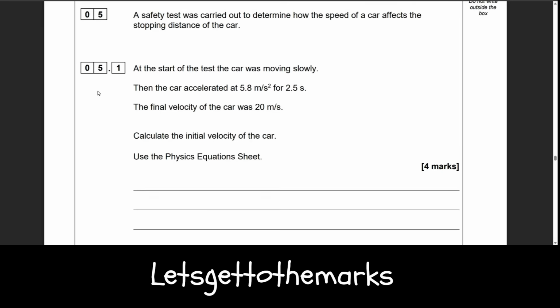Okay. Right. Question five. A safety test was carried out to determine how the speed of a car affects the stopping distance. At the start of the test, the car was moving slowly. The car accelerated at 5.8 meters a second squared for 2.5 seconds. The final velocity of the car was 20 meters a second. Calculate the initial velocity of the car. Use the physics equation sheet.